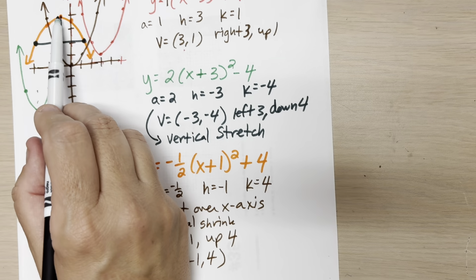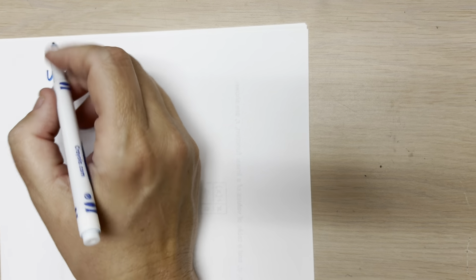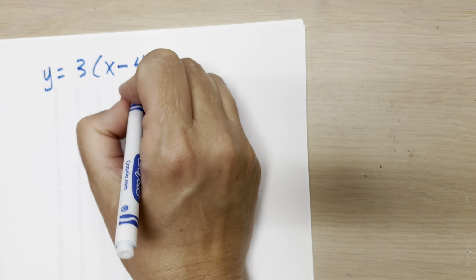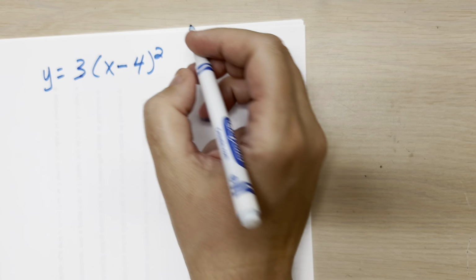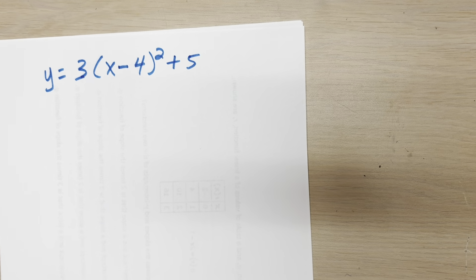All right, I'm going to give you one to try and let's see how you do. How about y equals, let's do 3 times the quantity x minus 4 squared plus 5. Go ahead, pause the video and see if you can do it. Okay, hopefully you've had enough time to work this out.